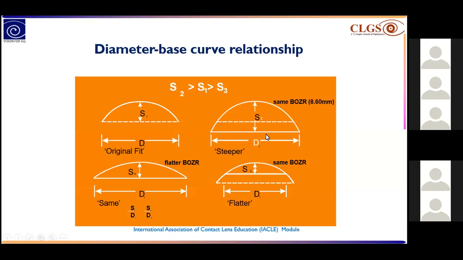The lens which has a lesser diameter will have a lesser sagittal height as compared to the larger diameter lens. The lesser the sagittal height, the flatter the lens as compared to the higher sag height. So increasing the sagittal height, you are basically tightening the lens, which can be done by either decreasing the base curve or by increasing the diameter. So these are the simple steps which you need to keep in mind while fitting contact lenses.